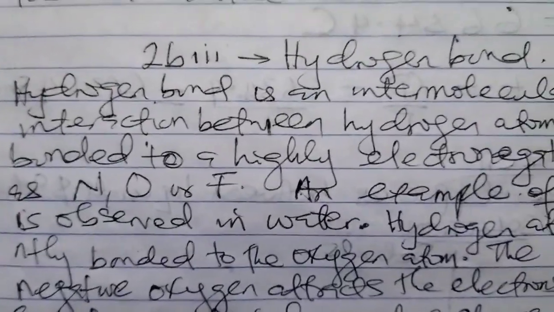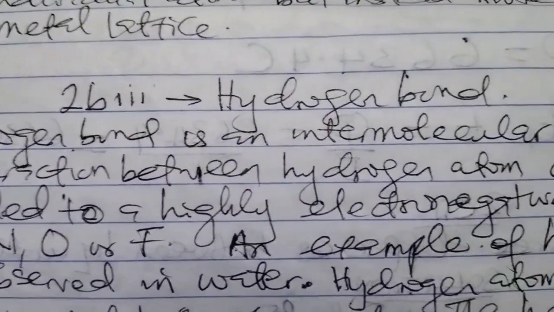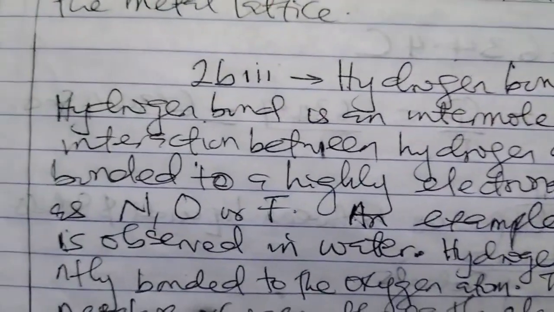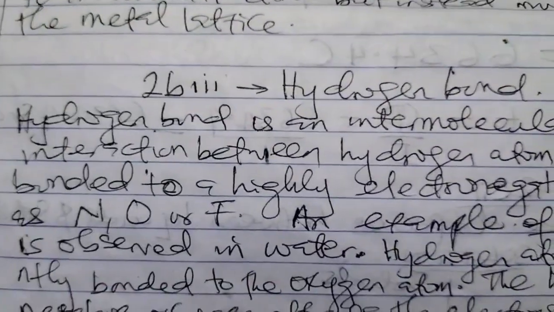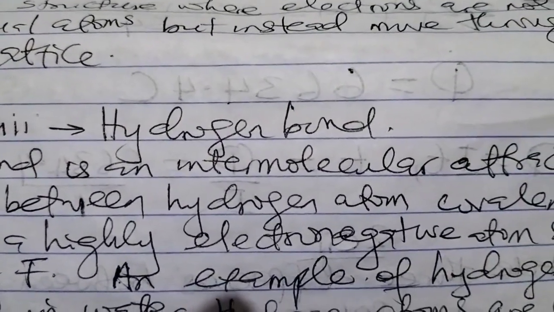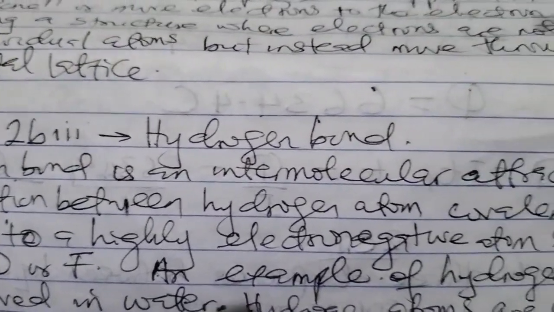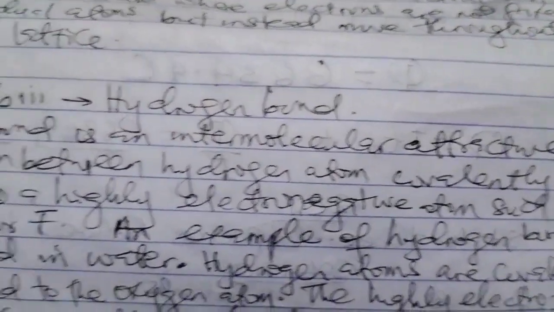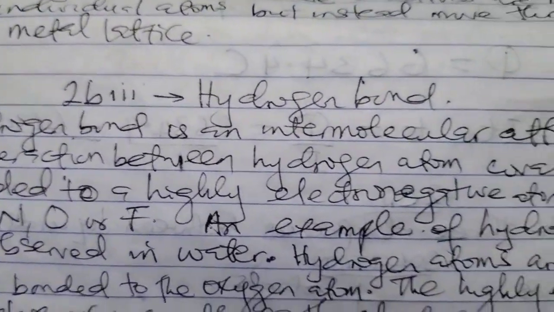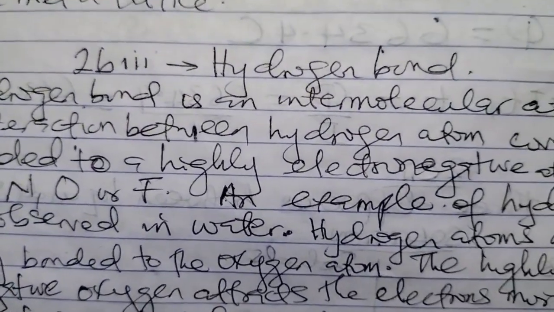So we'll go to hydrogen bonding, 2B III. Hydrogen bond is an intermolecular attractive interaction. You can still call it an intermolecular attractive force. Now the word intermolecular must be there. It's not intra, but intermolecular, between one molecule and the other. So say hydrogen bond is an intermolecular attractive interaction or force between hydrogen atom covalently bonded to a highly electronegative atom such as nitrogen, oxygen, or fluorine.